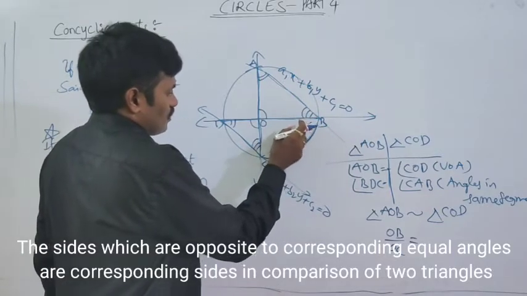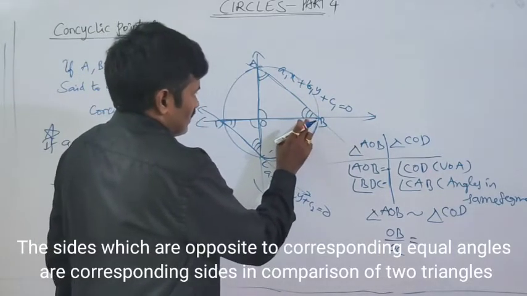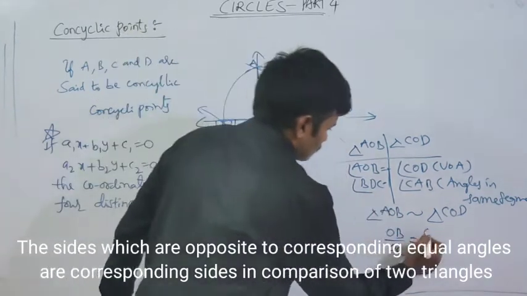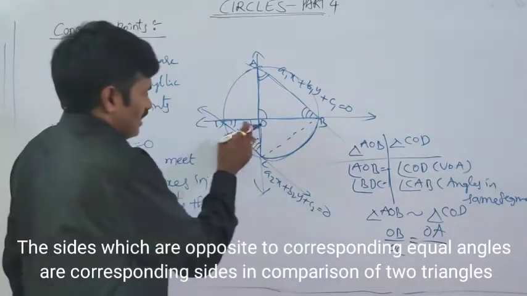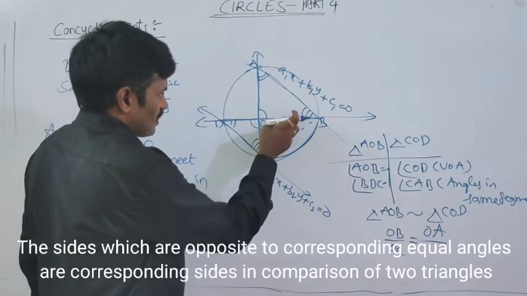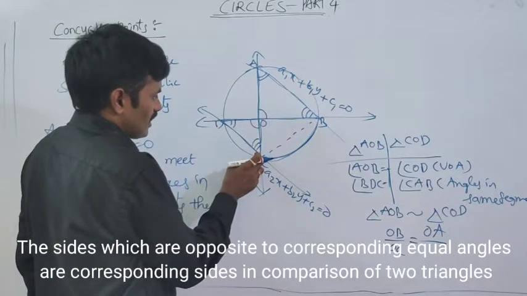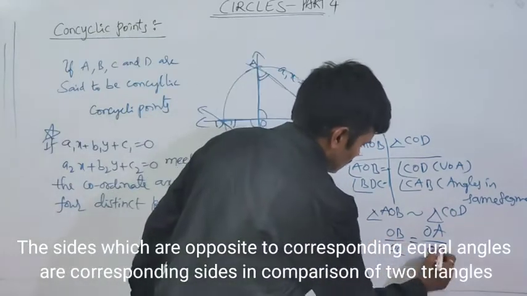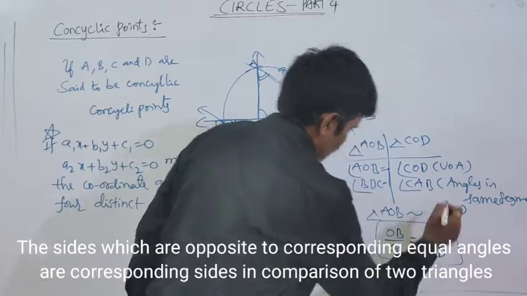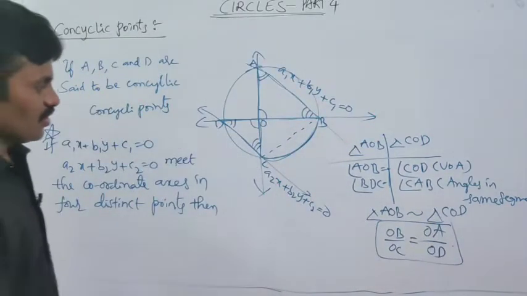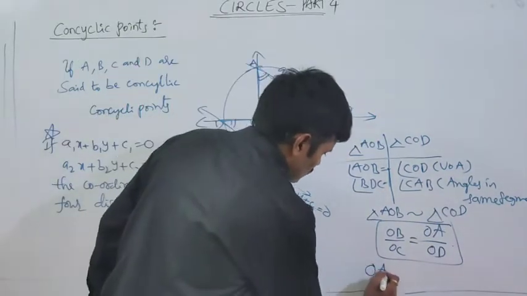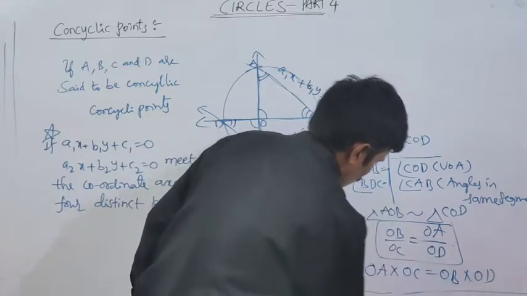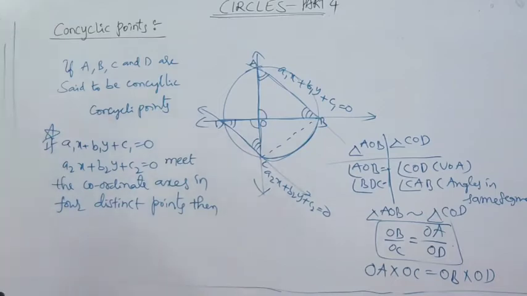Now in triangle AOB, what is the side opposite to angle B? OA. And in triangle COD, what is the equivalent angle? Angle C. What is the side opposite to angle C? OD. So by using this we will get one formula. From this, OA into OC is equal to OB into OD. OA into OC is equal to OB into OD.